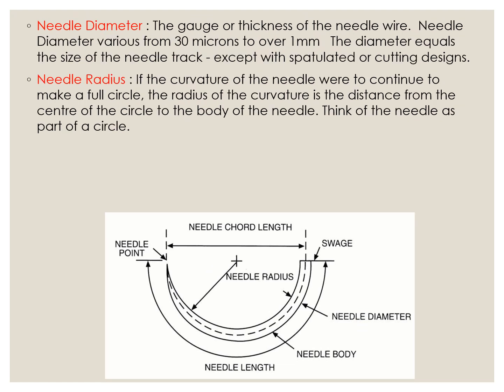Needle diameter. The gauge or thickness of the needle wire varies from 30 microns to over 1 mm. The diameter equals the size of the needle track except in the spatulated or cutting design. Needle radius. If the curvature of the needle were to continue to make a full circle, the radius of the curvature is the distance from the center of the circle to the body of the needle. Think of the needle as a part of a circle.